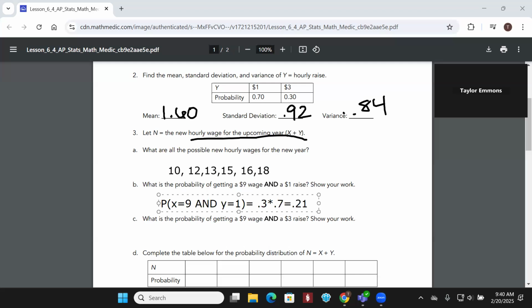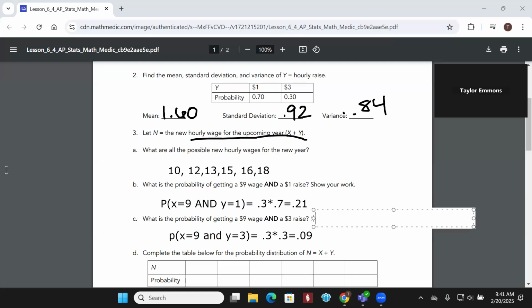Can you try part C? Make sure you write the notation. So the probability of getting 9 is what? 0.3. And then the probability of Y being 3 is 0.3, which is going to give us 0.09. Yeah. So when it asks you to show your work, that's what you're doing.